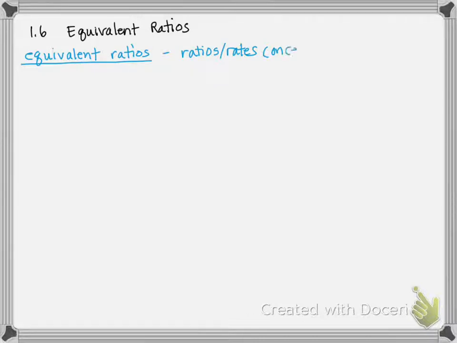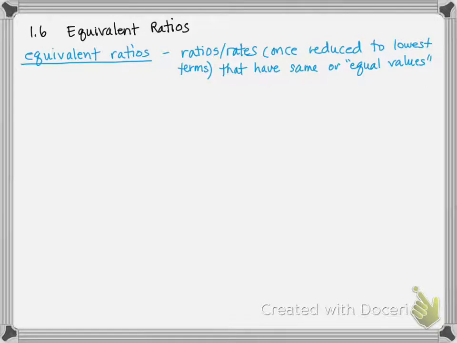Once reduced to lowest terms, meaning the way that they look, they may not look like they're equal, but once you reduce them somehow, ratios or rates that have, once they've been reduced, the same or equal values. So there's that: equivalent, equal values.